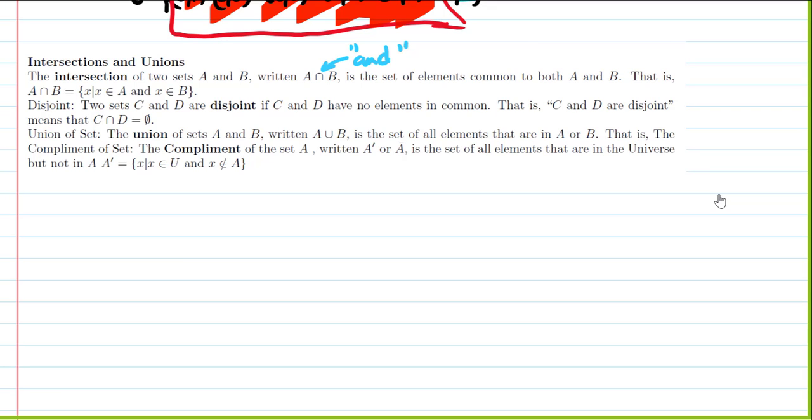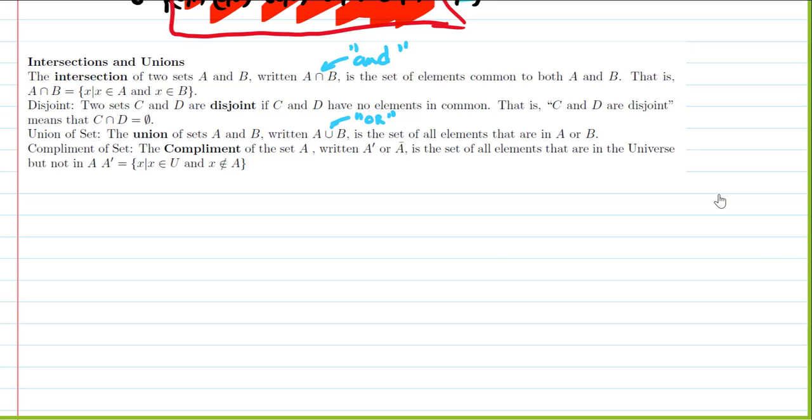The other operation we want to talk about is a union. So the union of sets A and B, written A union B, and this is our logical OR, is the set of all elements that are in set A or in set B. That is, that are in A or B.